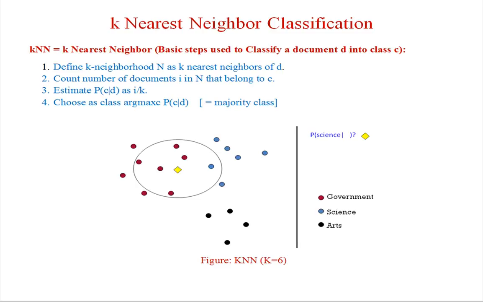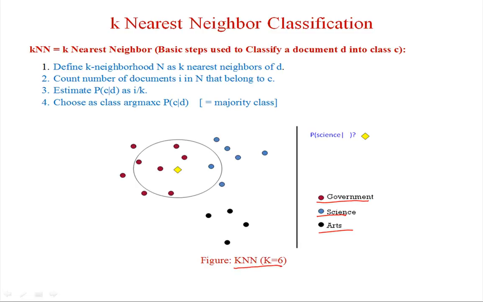For example, here all red circles represent documents with the label government. All blue circles represent the label science, and similarly all the documents represented by black circles are of the arts type. The nearest neighbor classifier decides depending upon the count of nearest neighbors. For example, in this case we use K nearest neighbor with K equal to 6.